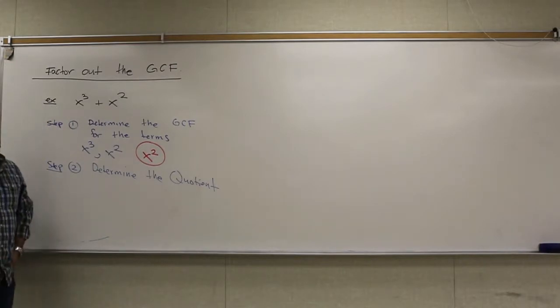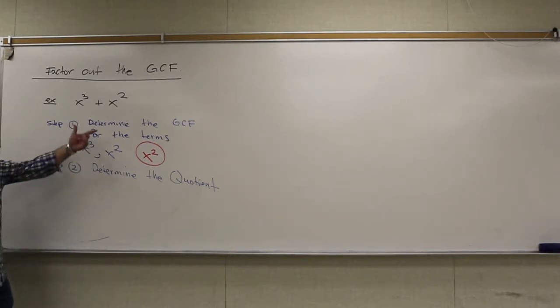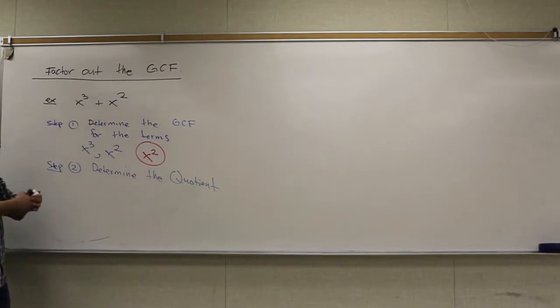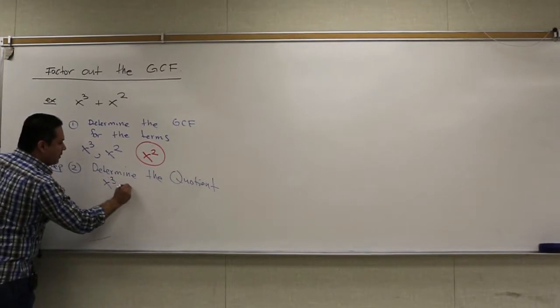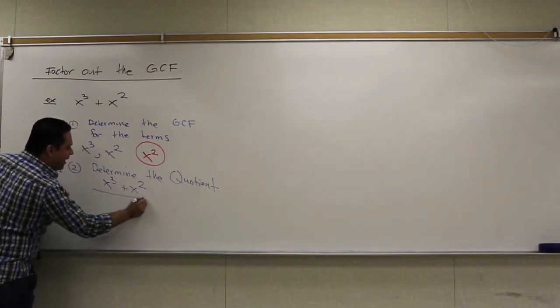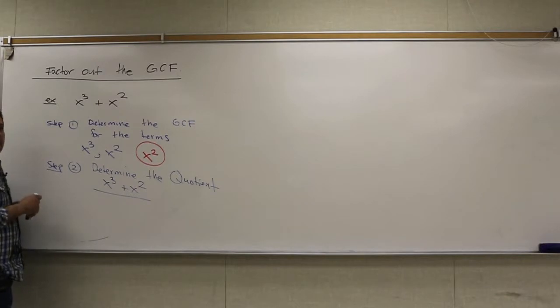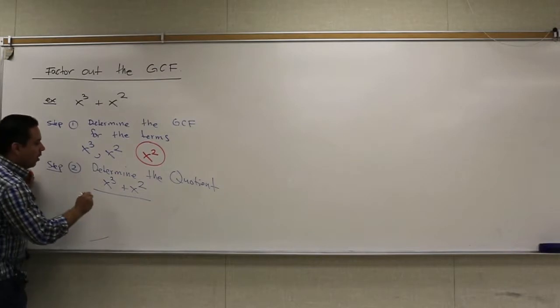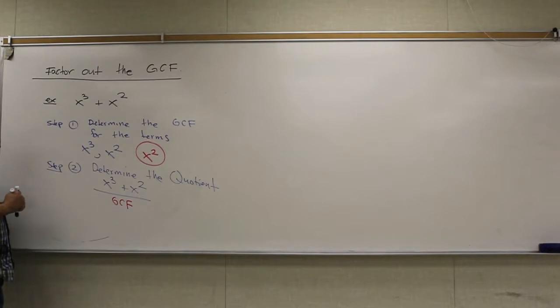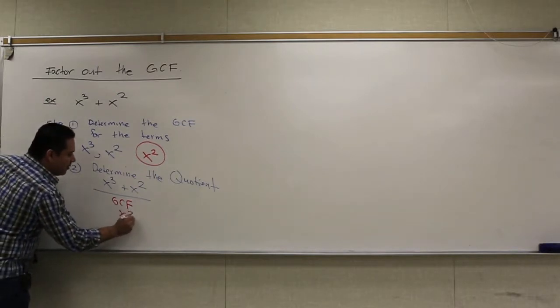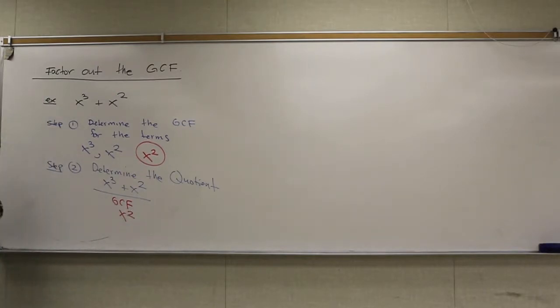You're going to determine the quotient. And you say, what do you mean the quotient? Well, go back to the original problem that you have to factor. What is it? It's x cubed plus x squared. You're going to have to divide by the greatest common factor. You always divide by the greatest common factor to get that quotient. In this case, it's x squared. You with me on this?